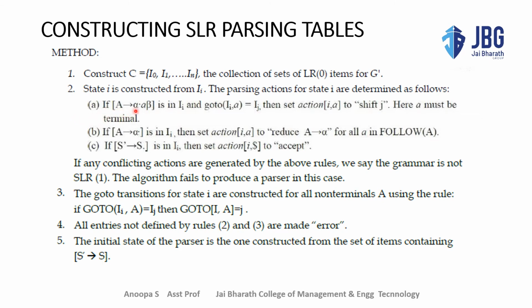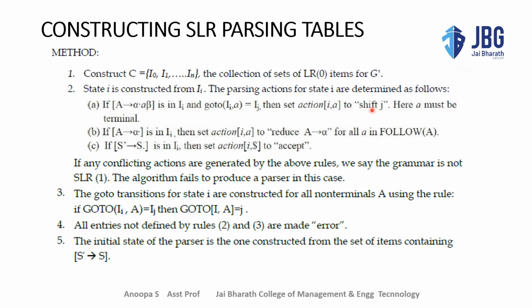We have to check whether there is a production of this type in the set. If I have constructed I0, you have to check whether there is a production of the form A giving alpha dot a beta. In simple terms, whether there is a terminal symbol after the dot. Check whether there are any productions with a terminal symbol after the dot. Then you have to check whether there is a goto from that Ii on a for the same terminal symbol. Then what you have to write is: set action[i, a] equal to shift j.